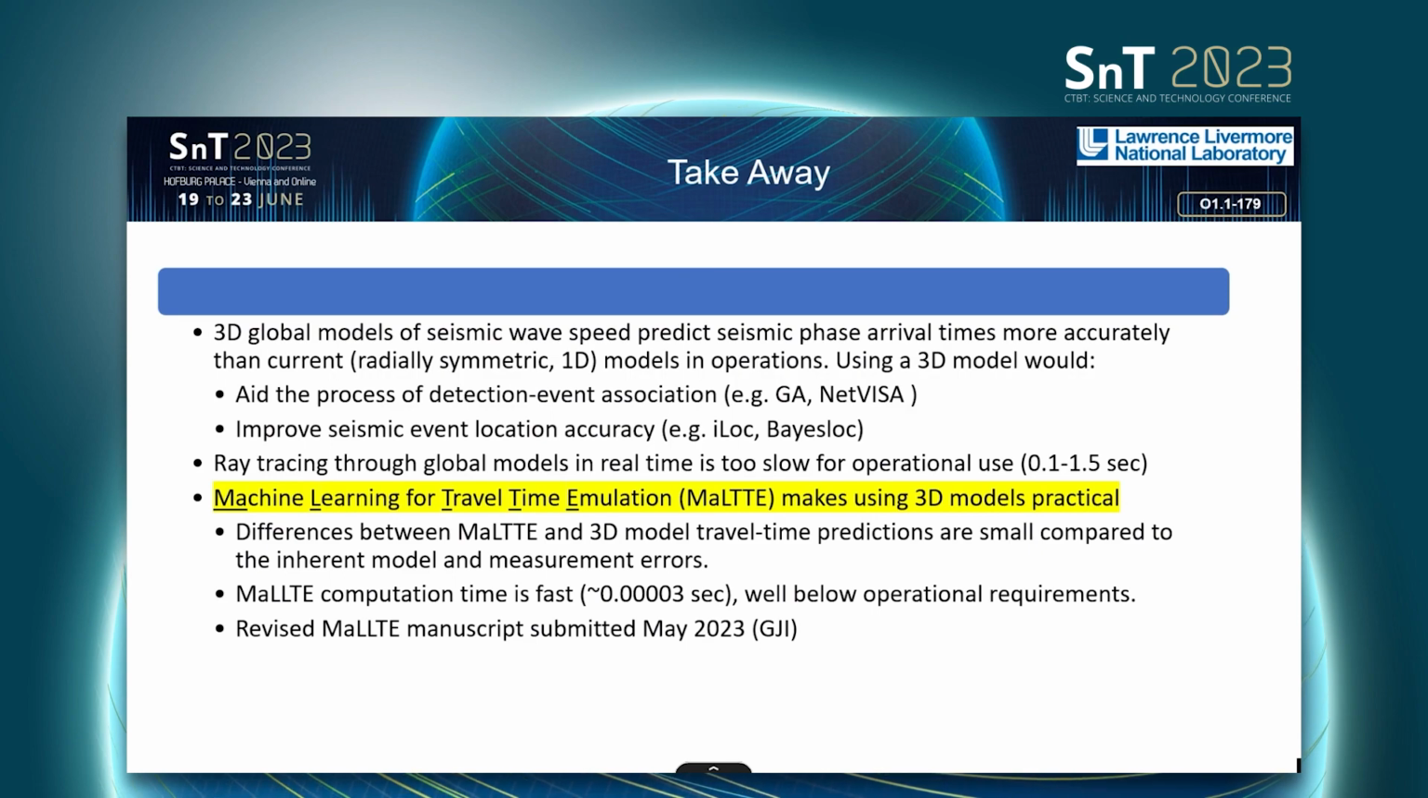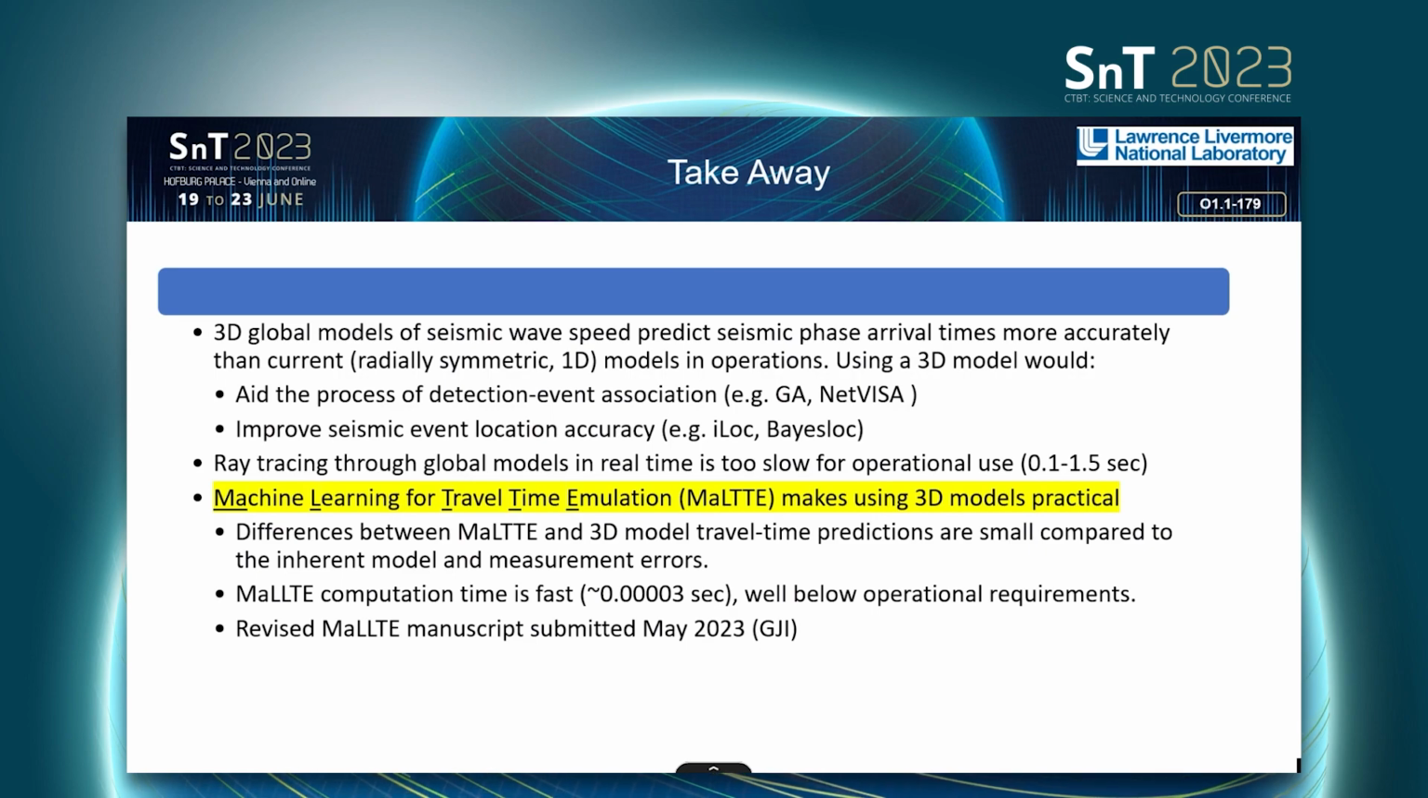So why wouldn't you just use the 3D model directly? It's because the physics of ray tracing through a model is a little too slow for operational use, even though it's quite fast. It's only 1/10 of a second to a second or so to calculate travel times, but when you multiply that times the number of operations that have to be done, it slows down the system too much.